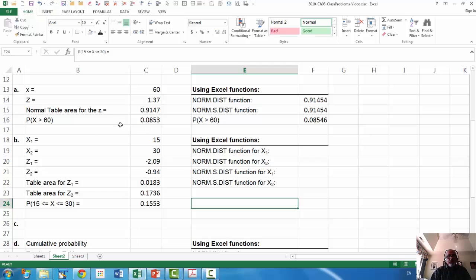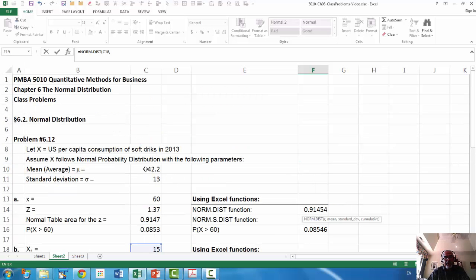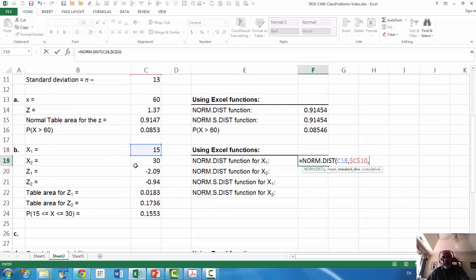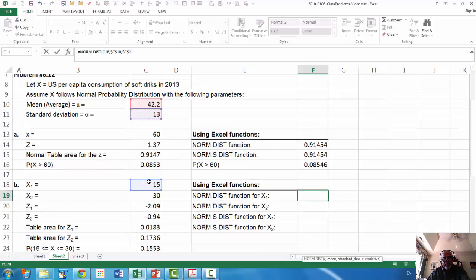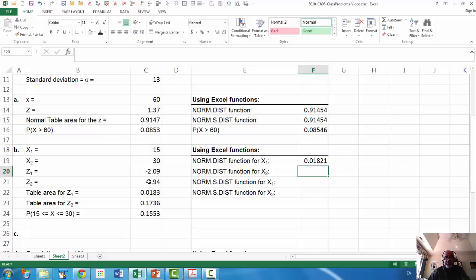Okay. Now how do we get this done using an Excel function instead of going to the normal table? Well, we can use the NORM.DIST function like we did before. The X value, comma, mean, let's make that absolute reference, standard deviation also absolute reference, comma 1 for cumulative probability, and you copy that down here, and you get the two probabilities.